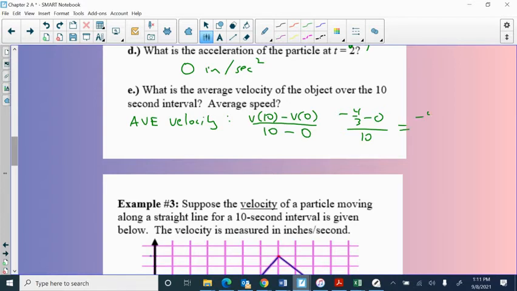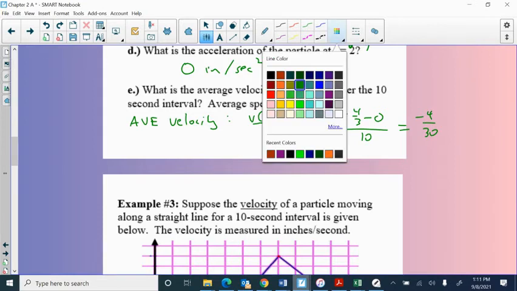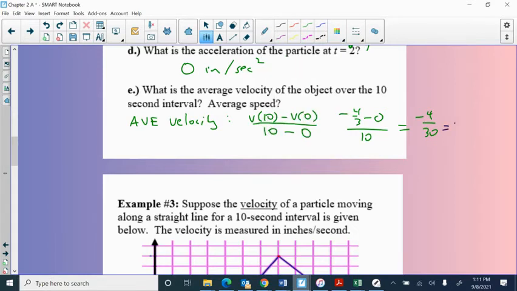Divided by 2. So what is that? Negative 2/15ths? And that's what, meters per second? No, inches per second. So that's the average velocity. Now, average velocity can have a negative value, just like velocity can, just like acceleration can, because they're both vectors. What about average speed?